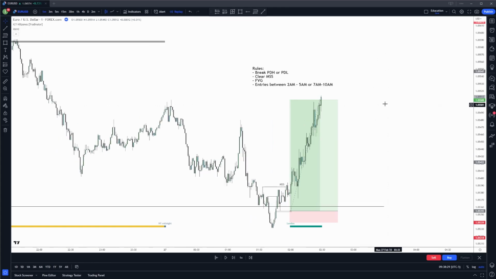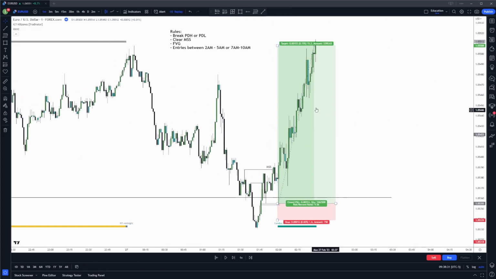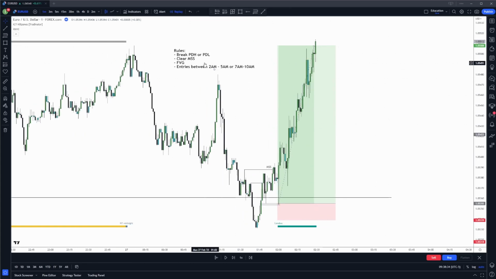And again, let me actually rephrase those rules for you. It's a really simple strategy, and it does have a really profitable win rate. So the first thing we're going to want to see is a break of the previous day high or previous day low. And it doesn't have to be the previous day, it could also be the day before, right? So the break of the previous day high or previous day low.